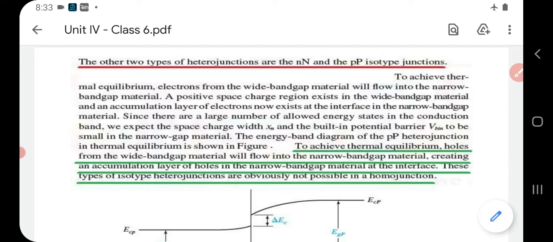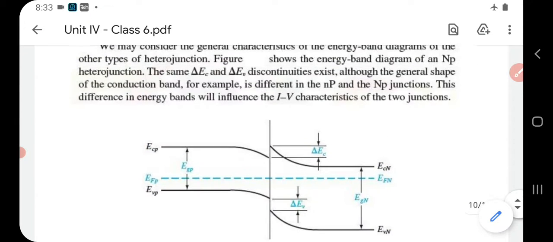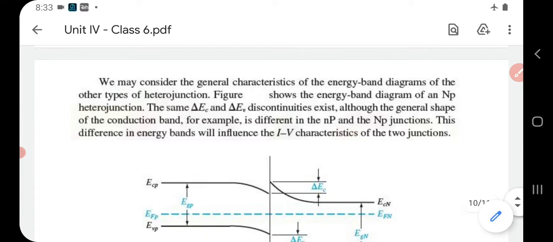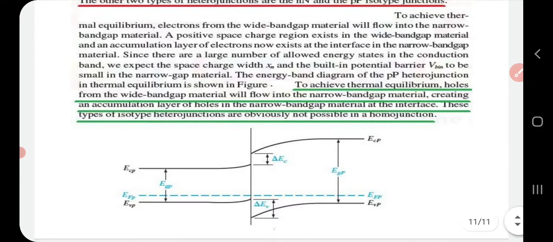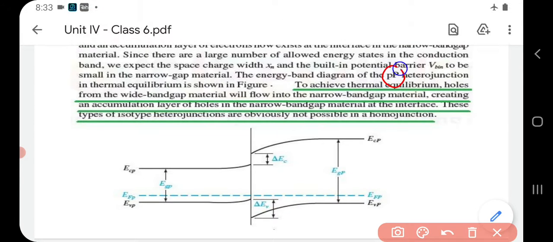Now the energy band diagram of this PP heterojunction is shown in this figure. This is the energy band diagram of an NP heterojunction. This is the energy band diagram of this type of heterojunction. So in this case, to achieve thermal equilibrium, holes from the wide band gap material, because these are all p regions, so majority charge carriers are holes, will flow into the narrow band gap material, thereby creating a collection of holes in the narrow band gap material at the interface.